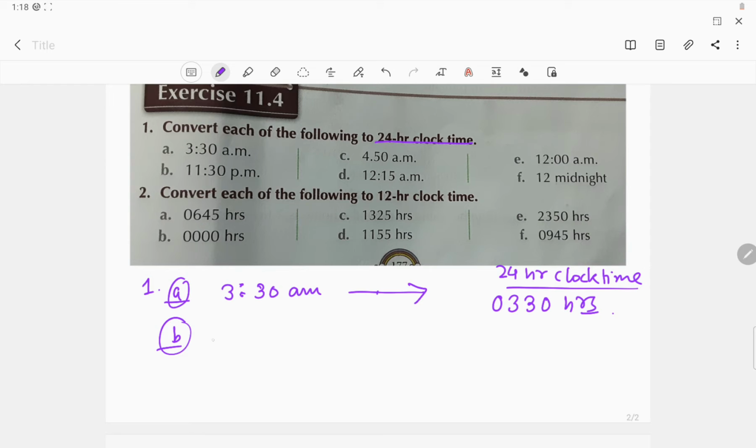So question number B, it is given 11:30 PM. When it is PM you simply add 12. So it is given 11:30, so 12 plus 11 is 23. So 23:30 hours.